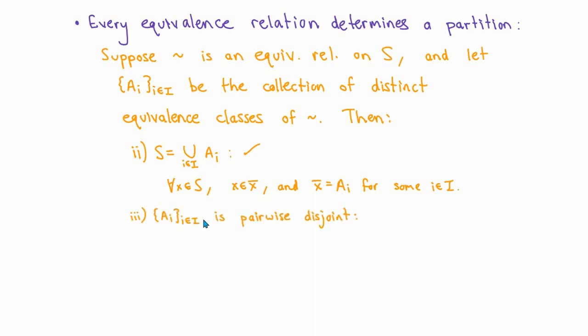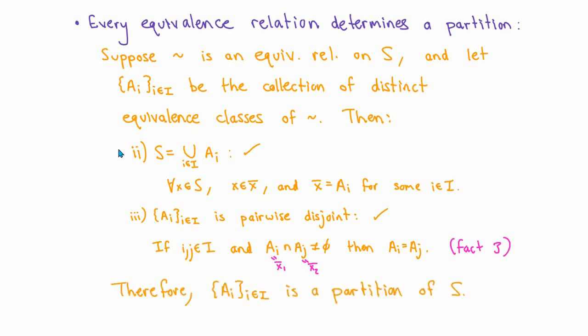And finally, we want to show that the collection of equivalence classes is pairwise disjoint. So let's suppose that for two indices i and j, we have that A_i intersect A_j is not the empty set. Well, since each one of these sets is an equivalence class of some element of the set S, by fact number 3 about equivalence classes, since they intersect non-trivially, we must have that they're equal to each other. It follows from this that if you have two different indices i and j, then the intersection of A_i with A_j has to be the empty set, which is the same as saying that this collection of sets is pairwise disjoint. Now that we've established all three of these properties, we can conclude that the collection of equivalence classes is indeed a partition of the set S.